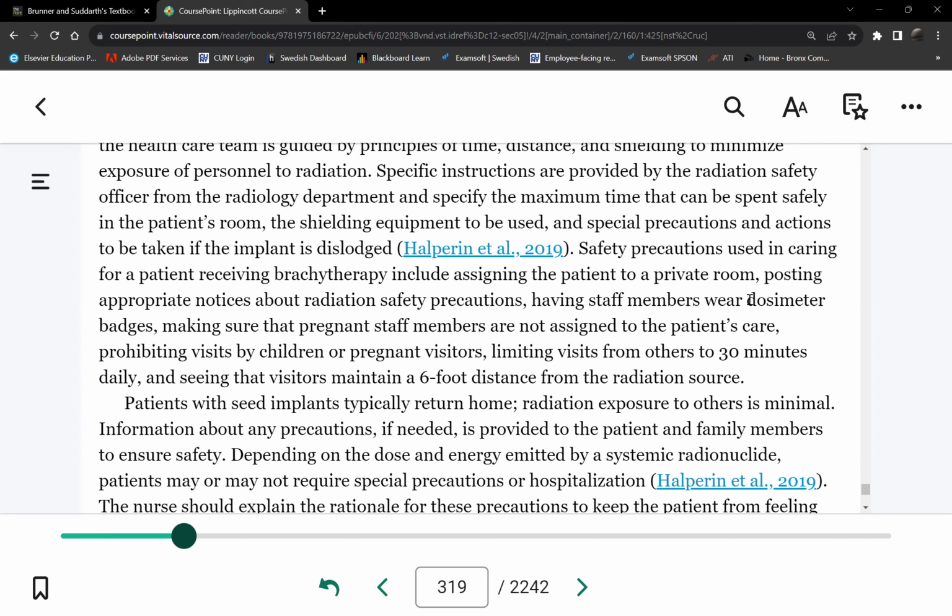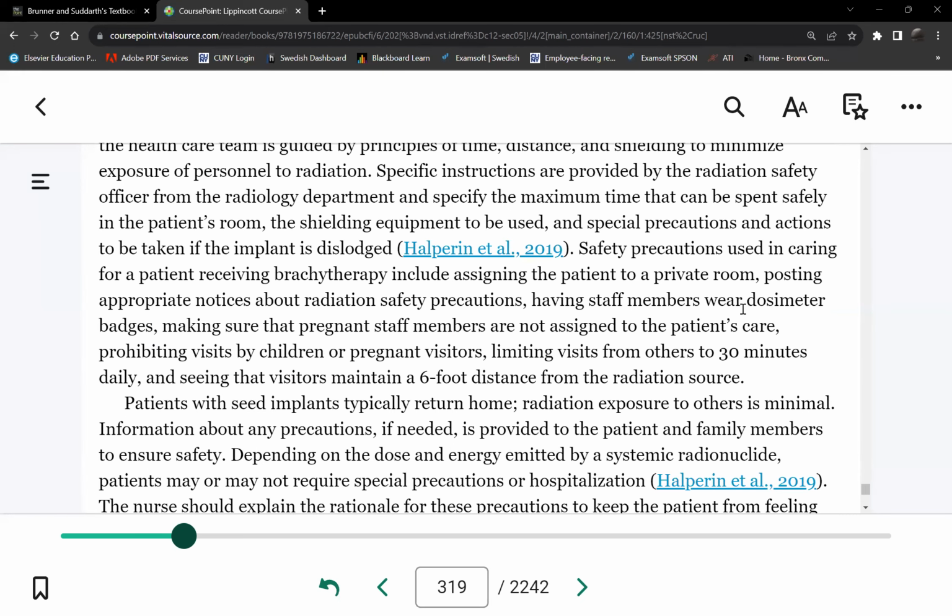So what is the only protection from radiation? How do you protect yourself from radiation? The lead apron or vest. This one is not a lead apron. It only measures the amount of radiation exposure and provides no protection at all.